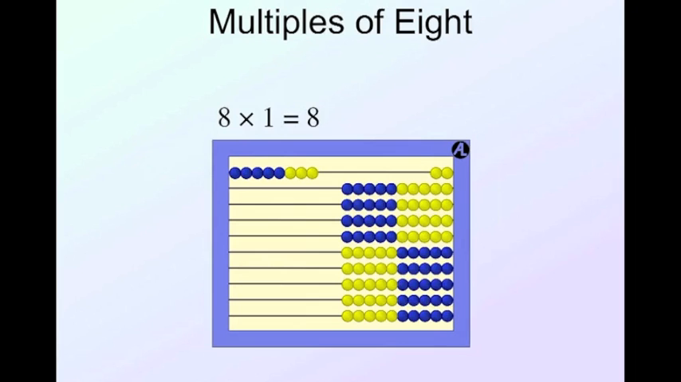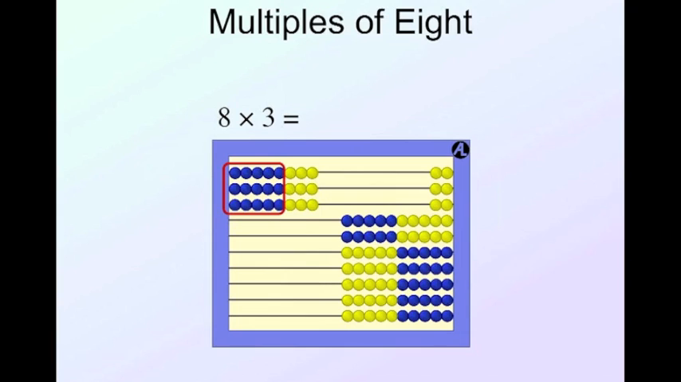We're going to start out by putting 8. Of course, this is super easy. 8 times 1 equals 8. Here we have 8 times 2. I can see my answer is 16. Again, by looking at my blue beads, I have 10. My yellow beads, I have 6 more. My answer is 16. 8 times 3, a little bit more complicated, so let's split it so we can see.